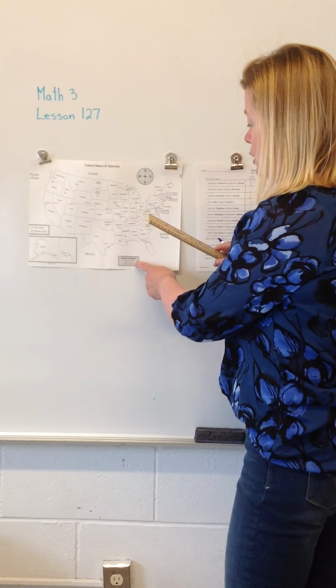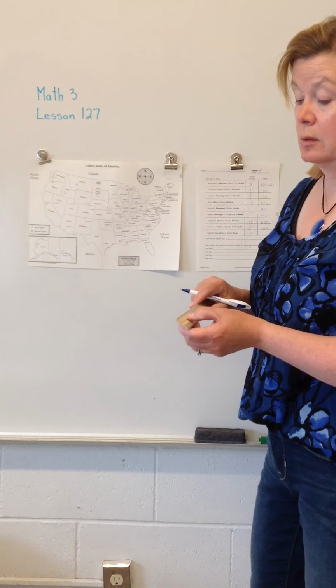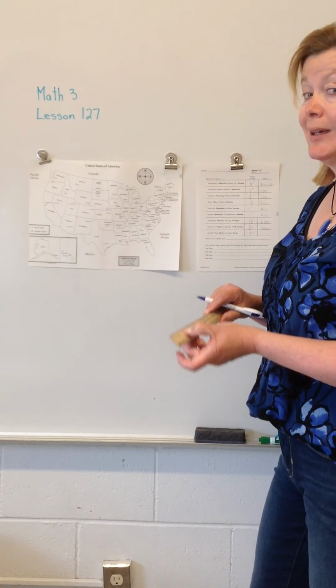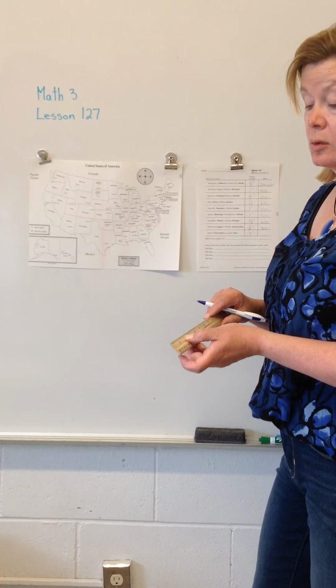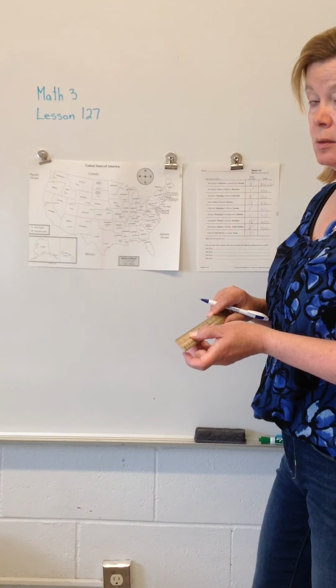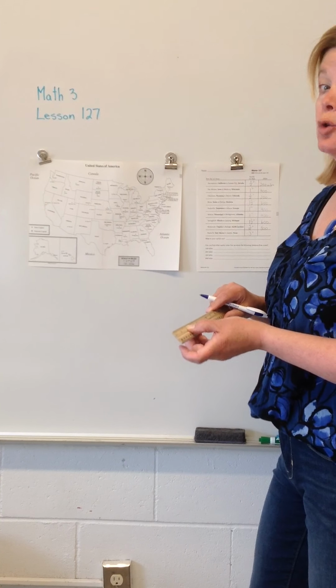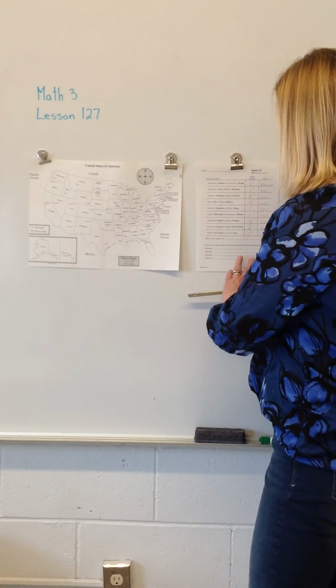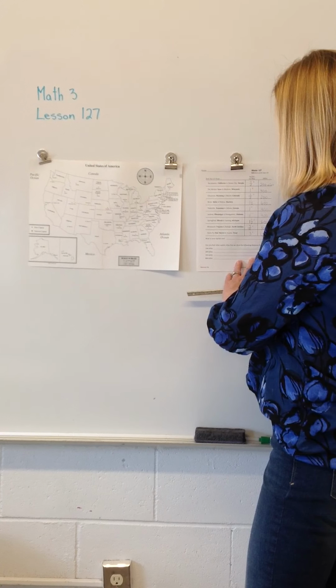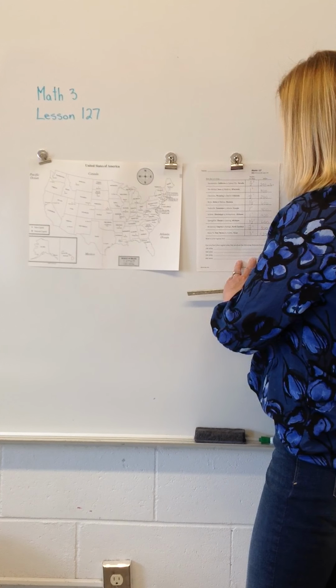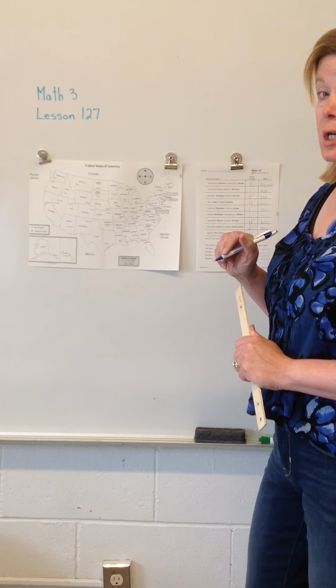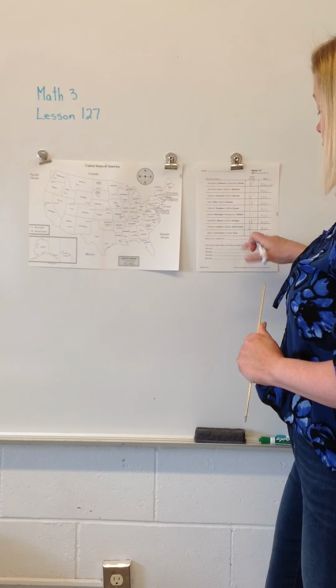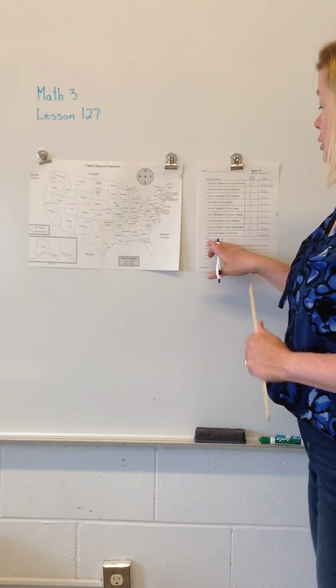So we know 1 inch is 400 miles. So 2 inches would be 800 miles. So 3 inches would be 1,200 miles. Remember, if we just multiply 400 times 3, we have 1,200.